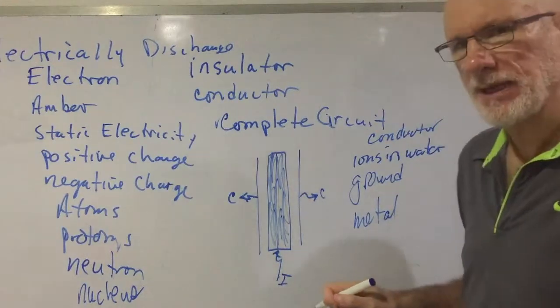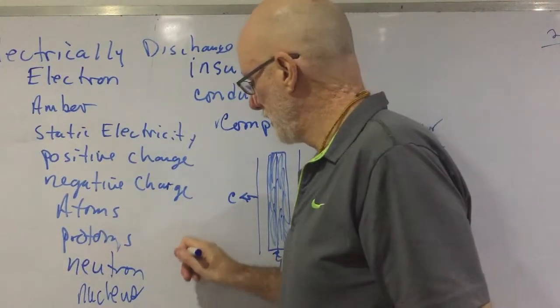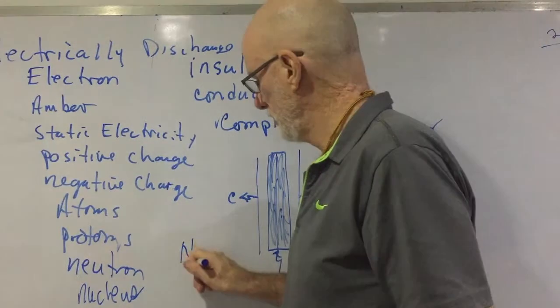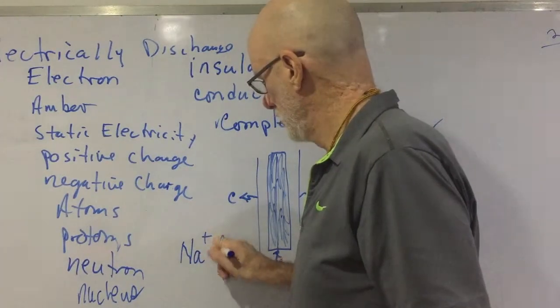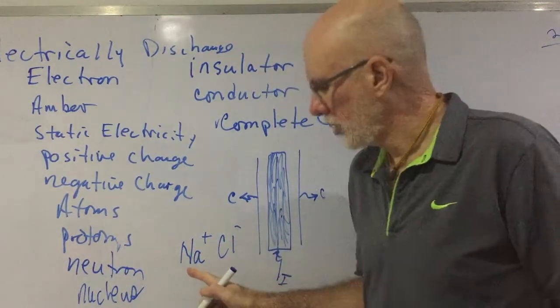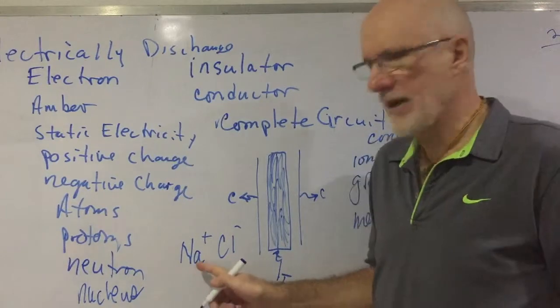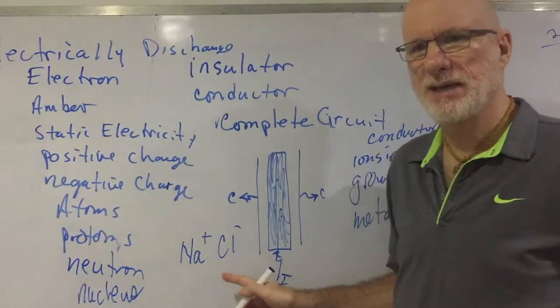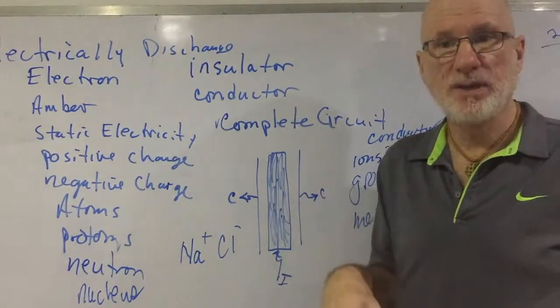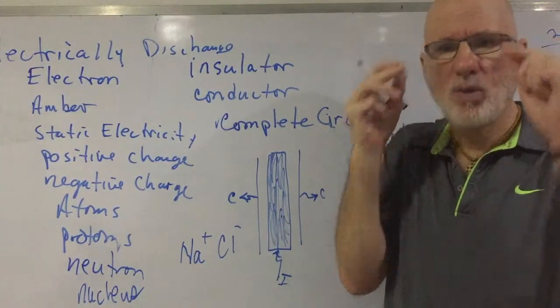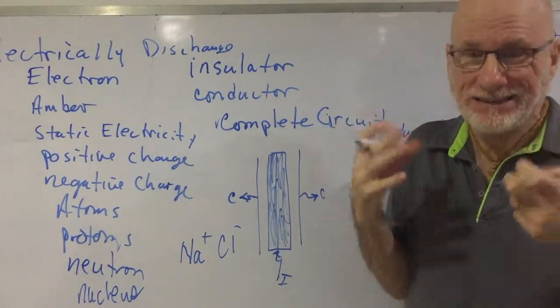I don't know if I want to get into the chemistry here, but let's say sodium chloride. Sodium chloride is table salt. Sodium has a +1 charge and chlorine has a -1 charge. You can dissolve it in water. Anything you dissolve in water is actually an ion.